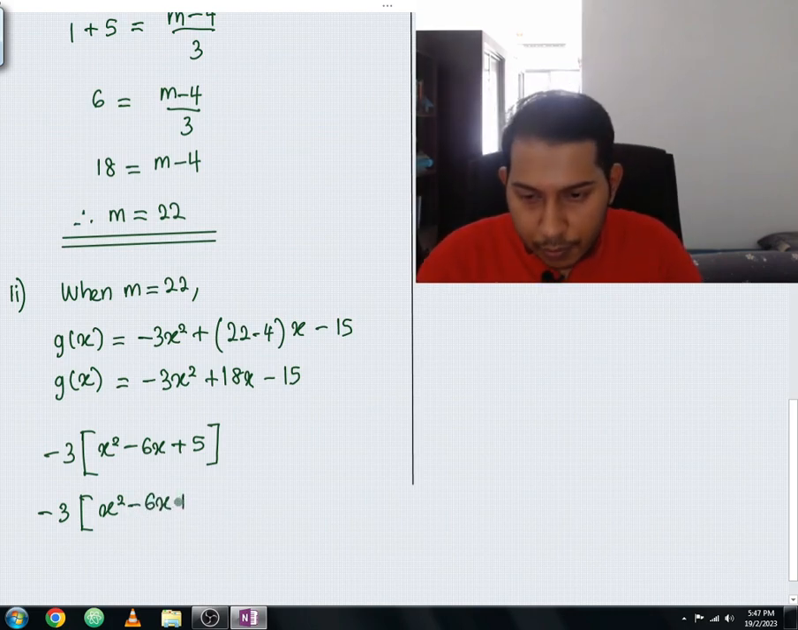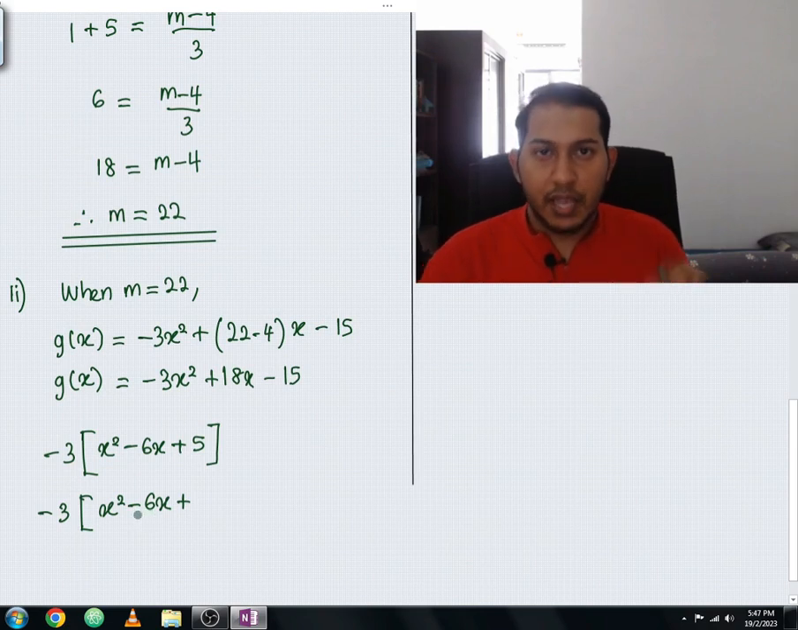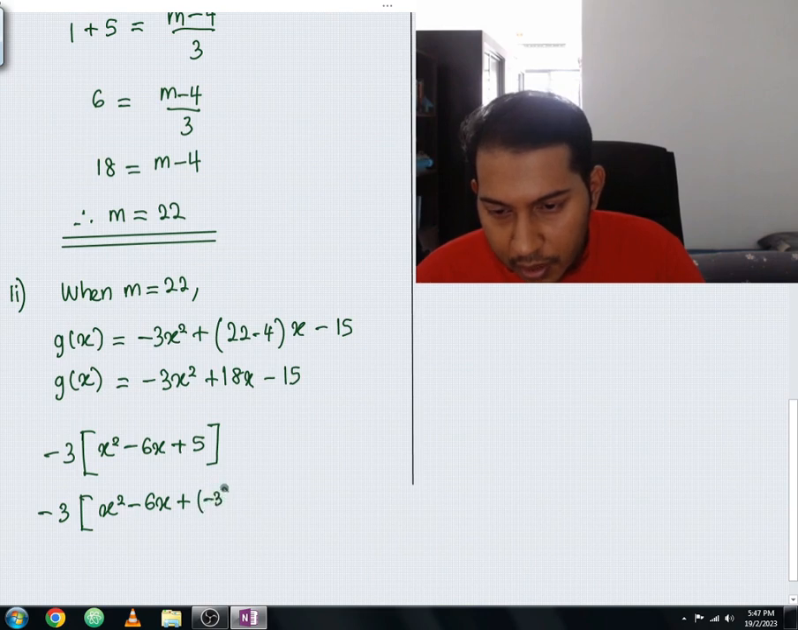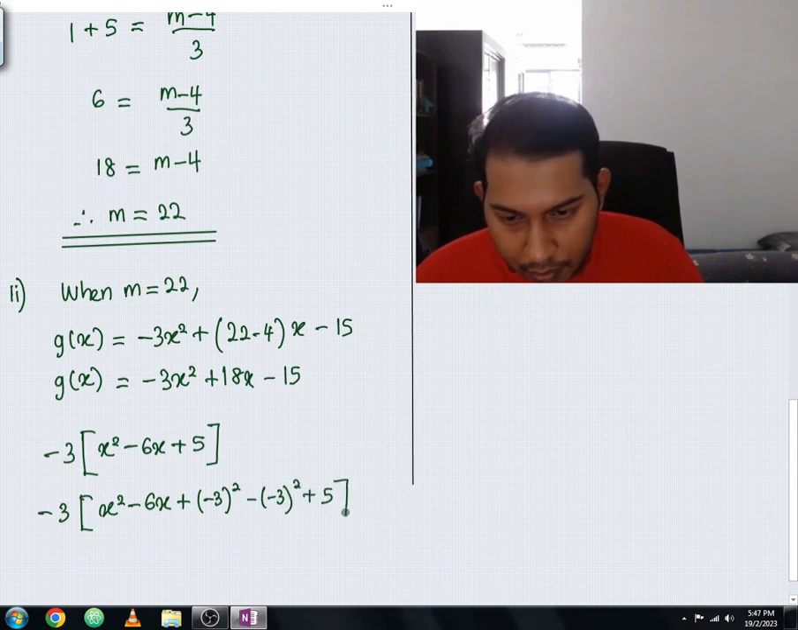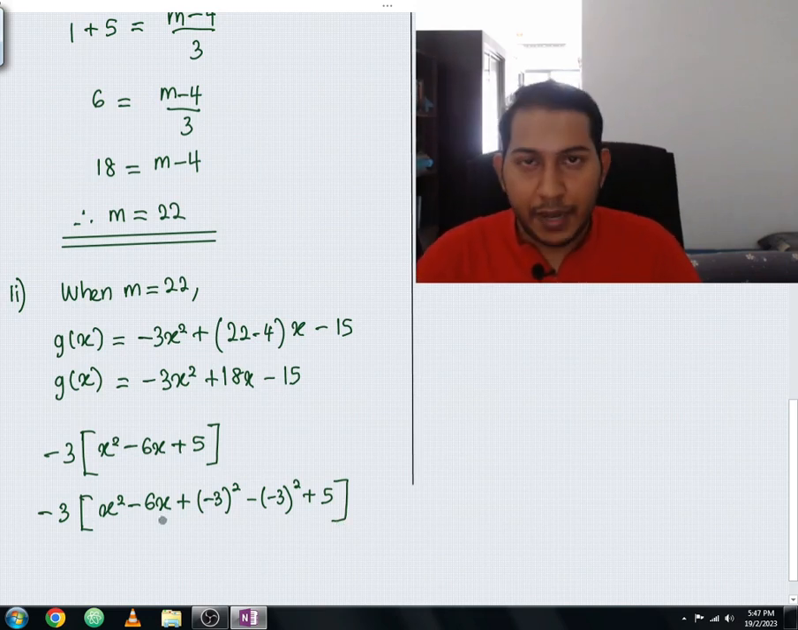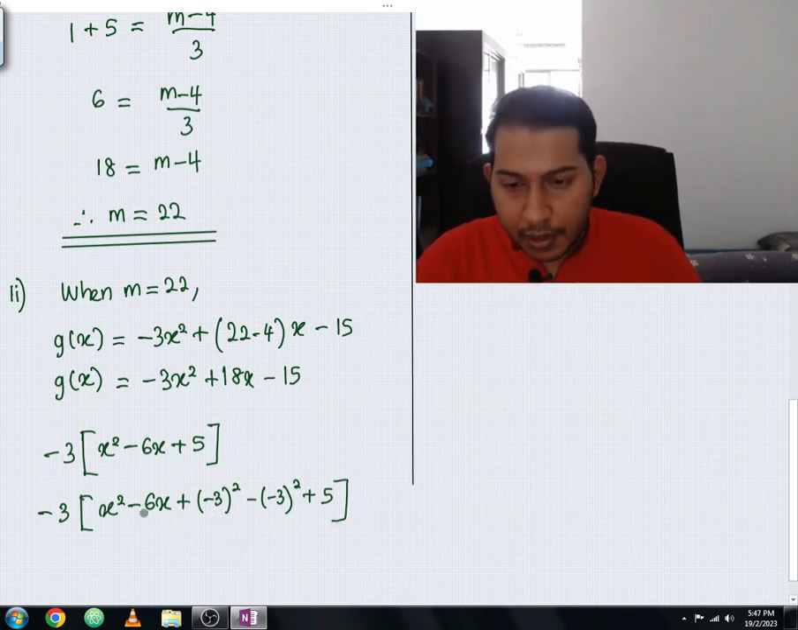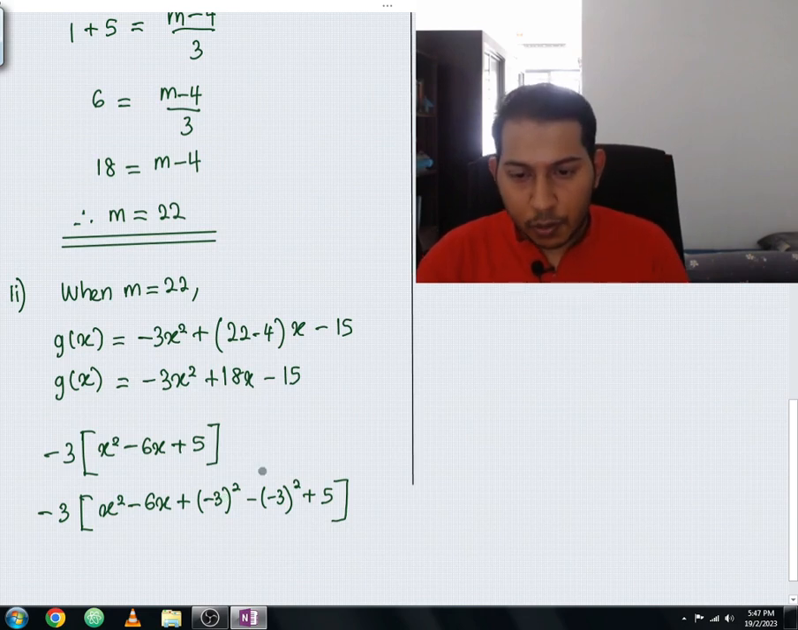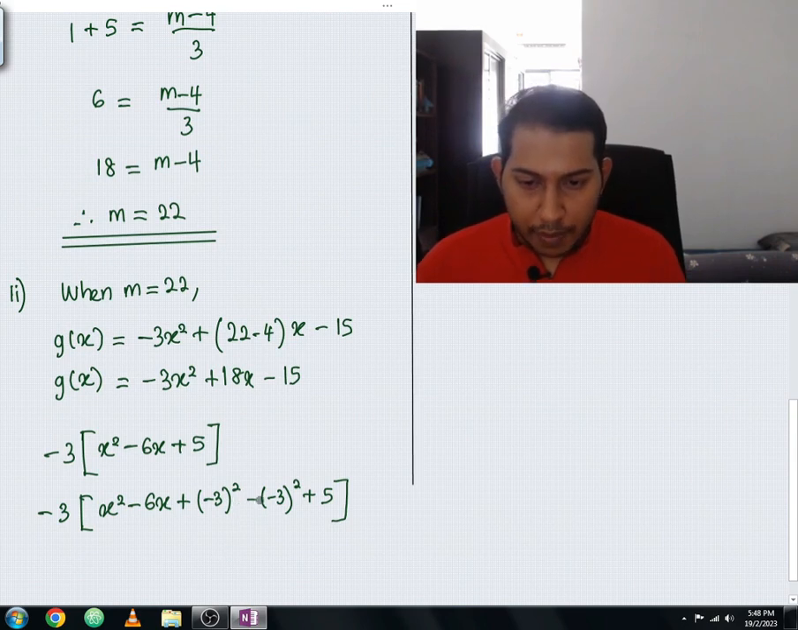And then continue our next step: negative 3 square bracket x squared minus 6x, and then plus negative coefficient of b divided by 2, squared, which in this case will be negative 3 squared. And then minus negative 3 squared plus 5. I repeat again, plus negative coefficient of b divided by 2, squared. When there is a plus here, there must be a minus over here, and that's why it's called completing the square, guys. You are balancing both sides. Minus negative 3 squared.